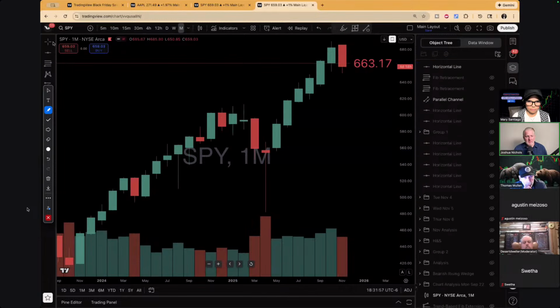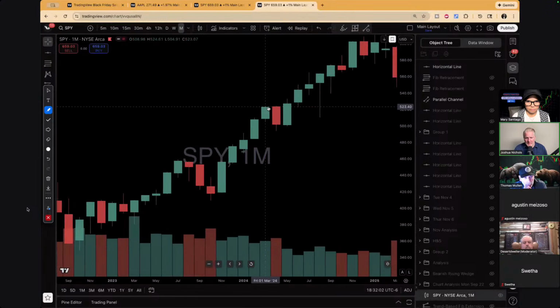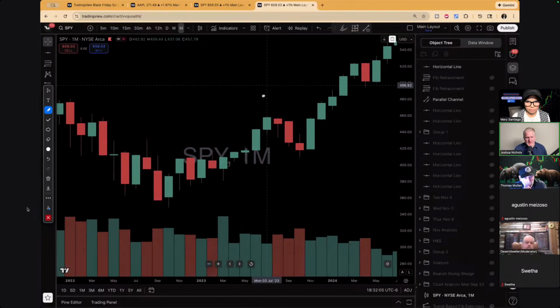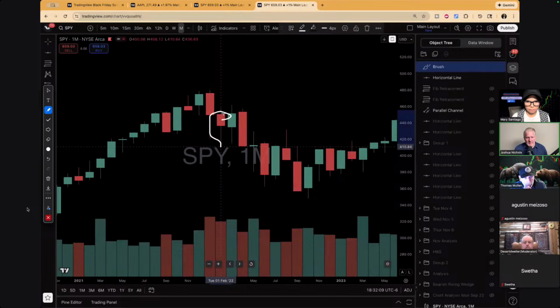Let's go back. We'll play the game. Engulfing candles. This is not an engulfing candle because it didn't rise above that particular month. This one was an engulfing candle. And what did it do the next month? It went down more.